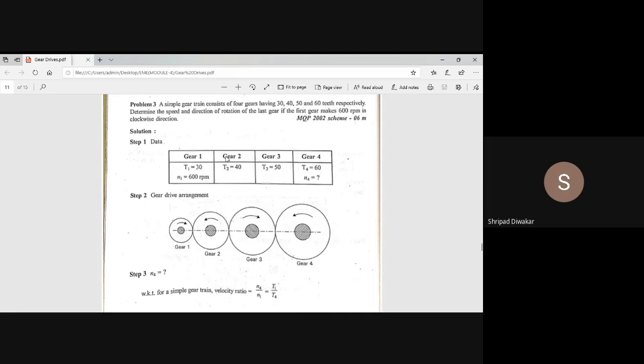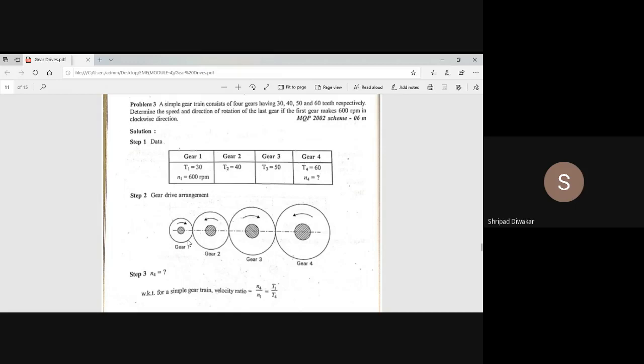A simple gear train consisting of 4 gears having 30, 40, 50, and 60 teeth respectively. Determine the speed and direction of rotation of the last gear, that is the driven gear, if the first gear makes 600 rpm in the clockwise direction. This direction is also important.